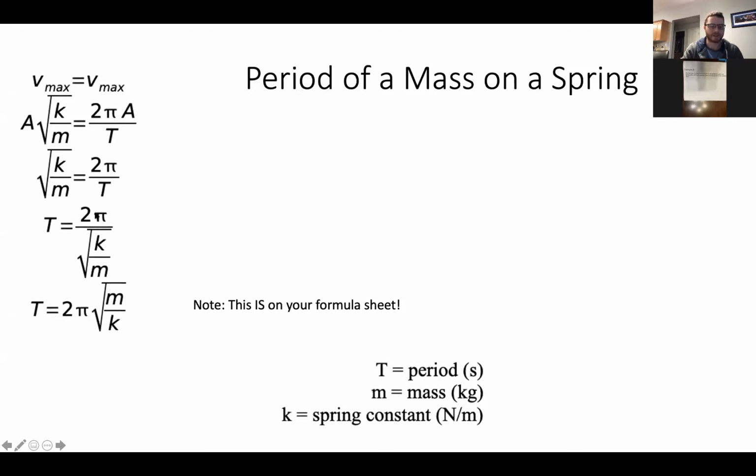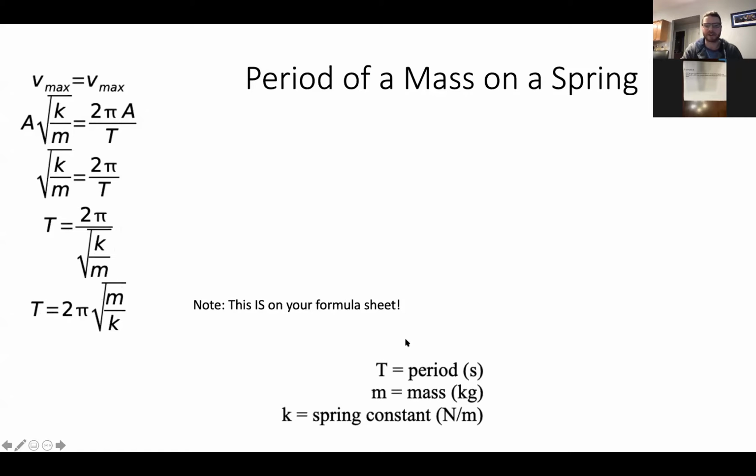And then if we simplify this, T is equal to 2 pi divided by the square root of k over m. This is the equivalent of the reciprocal of that. So instead of dividing by k divided by m, you can multiply by the reciprocal of that. So just flip the numerator and the denominator. So period is equal to 2 pi times the square root of m over k. Again, this is on your formula sheet. I just wanted to show you how we got to that formula, okay?